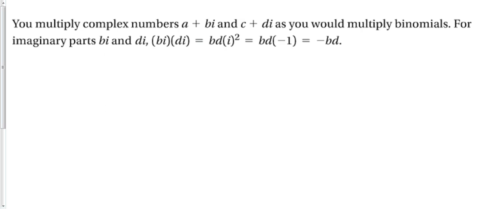Now, when we multiply complex numbers, like a plus bi and c plus di, we're going to multiply just like we do binomials. This means that because they're binomials, I'm going to have to FOIL them together. Okay? Now, for the imaginary parts, bi and di, this last term, when I multiply those, I get bd i squared. But I know that i squared is going to be equal to negative 1, which means that bd changes sign to negative bd. Okay?